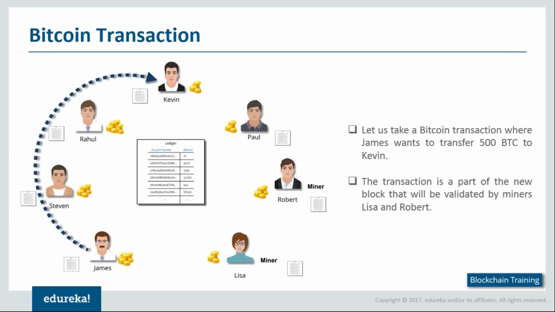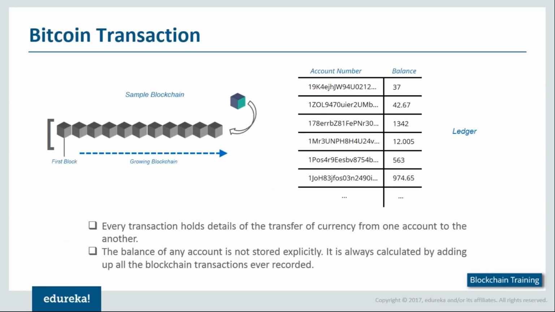Okay, now let's try to look at the ledger itself. So this is what a sample ledger looks like. Every transaction holds the details of the transfer of currency from one account to the other. That is, in the transaction details, what you'll be specifying is who is sending to whom, as well as how many Bitcoins are going to get transferred as part of this transaction. Here you're not going to store the balance explicitly. What do I mean by not storing the balance explicitly?